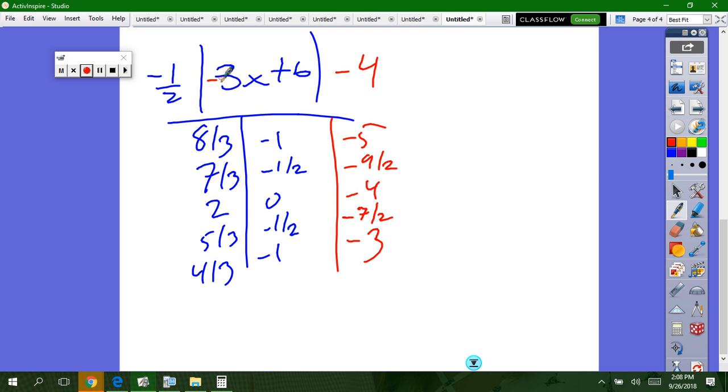Okay. What's happening is you're just undoing everything. And here's our sketch. 8/3, a little bit past, is at negative 5. 7/3, which is right here, is at negative 4.5. Negative 4.